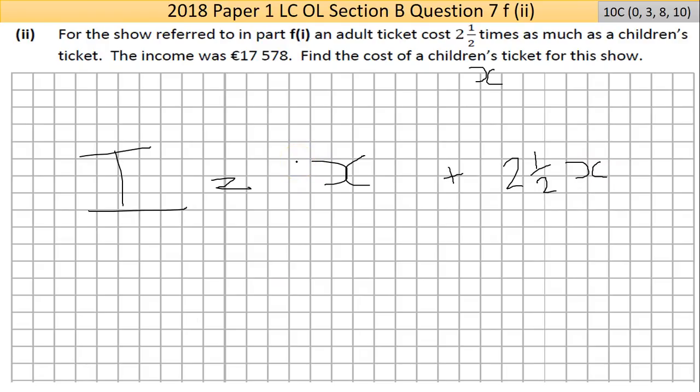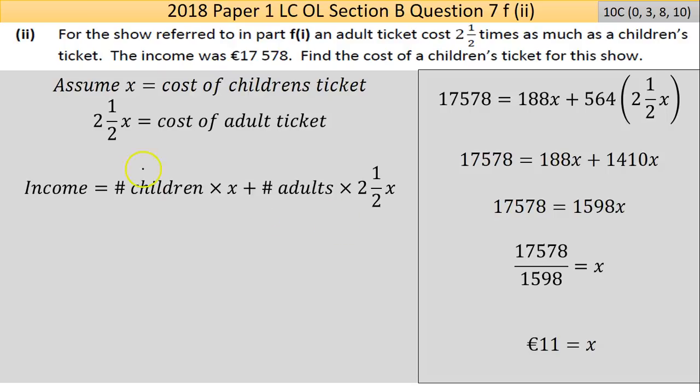Now don't forget that that's just one child and one adult. We had 188 children. Okay, so 188 times that, plus what was it, 564 times that. Now, I'm being messy there. Let's go to the answer here. So I've done all that there. So you have your income, the 17,578, equal to the number of children times the ticket price, plus the number of adults times 2.5 the children's ticket price. And that's done out with numbers here. Okay, so that's where I left off.